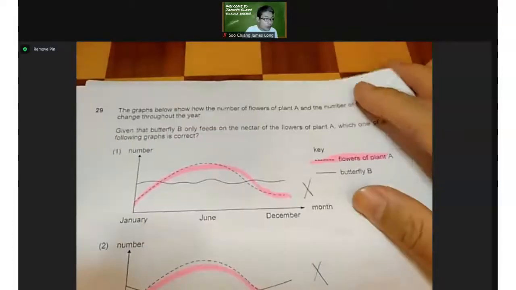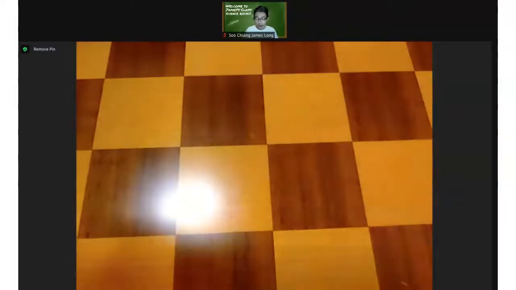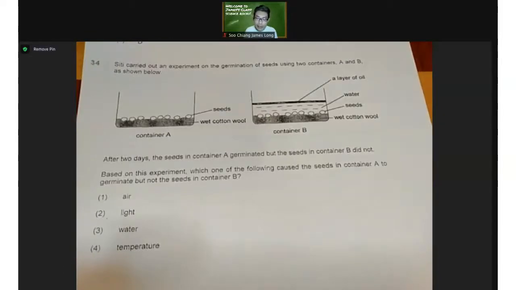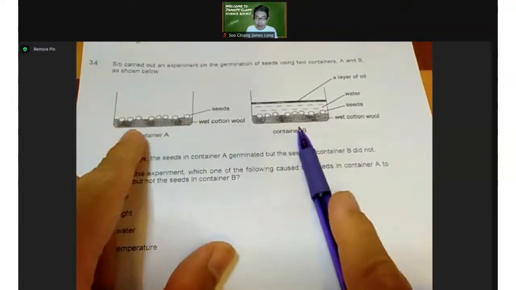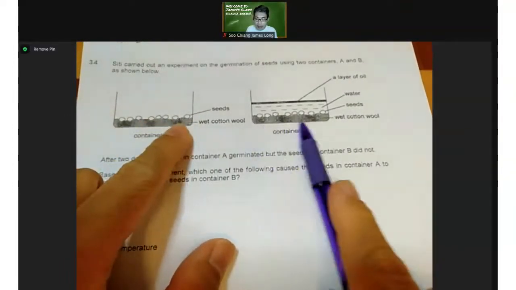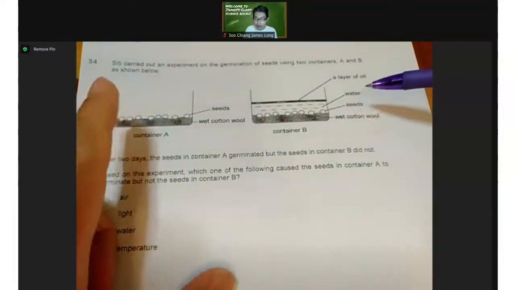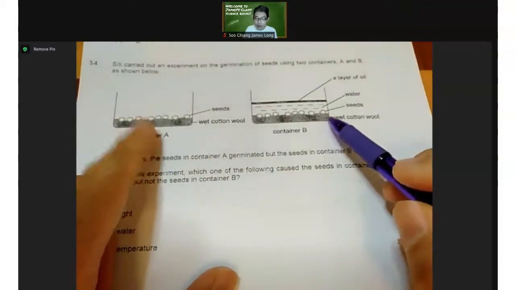So let's go on to the next question, which is question 34. Still on the theme of cycles, we're now at the part where we talk about germination. Now, Silly carried out an experiment on the germination of seeds using 2 containers A and B as shown here. Let's make some simple comparison. Right, cotton wool seems to be the same amount. Number of seeds here, 8 seeds here. Then here, there seem to be many more variables that are different from this. It has water, no water. The cotton wool is wet for both cases.